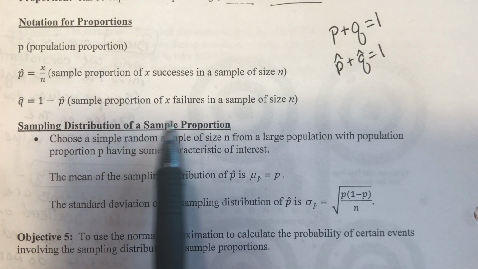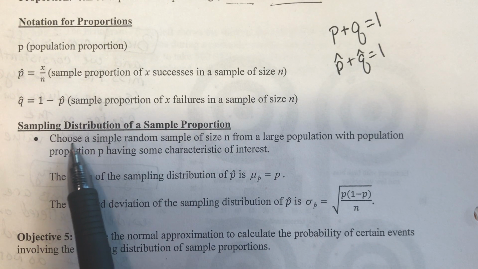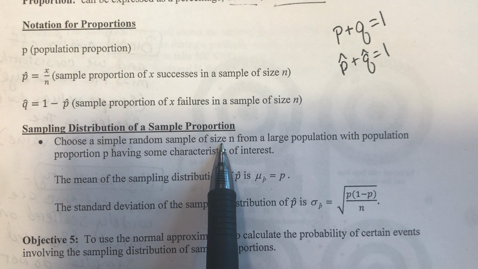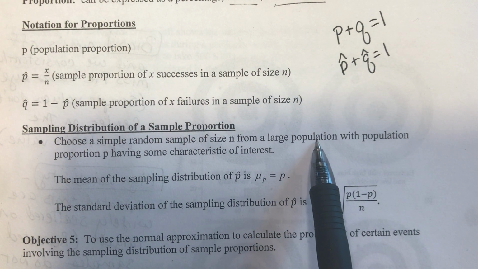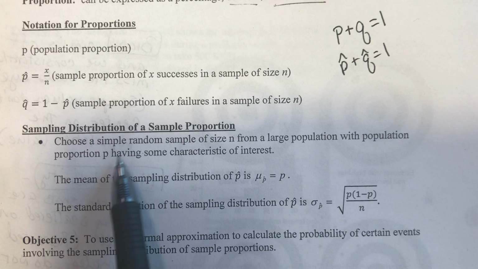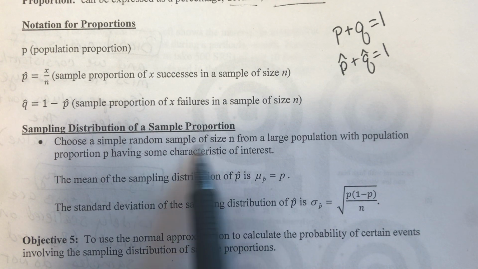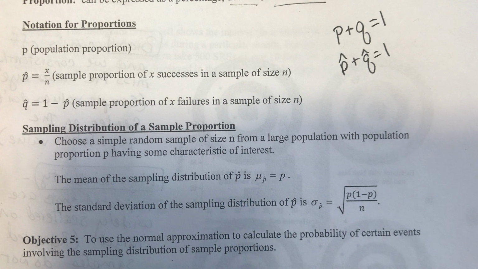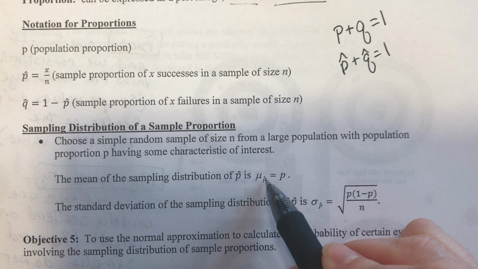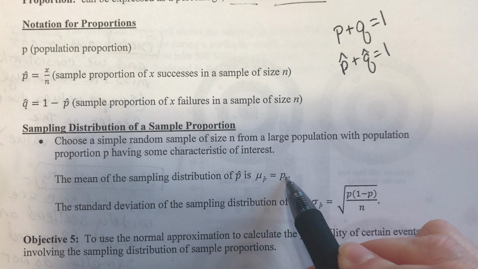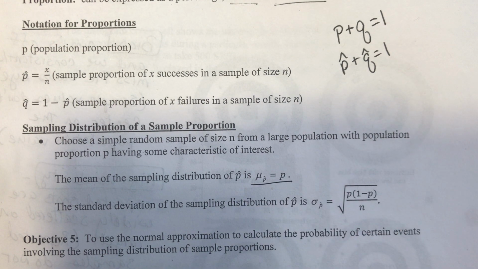Okay. If we want to find the sampling distribution of a sample proportion, what we want to do is choose a simple random sample of size N from a large population with a population proportion P having some characteristic of interest, like what I just said with the blue eyes. Then we can say that the mean of your sampling distribution of the proportions, you can have an average of a bunch of proportions. So the mean of P hat, your sampling distribution, is equal to P. This is important to remember.